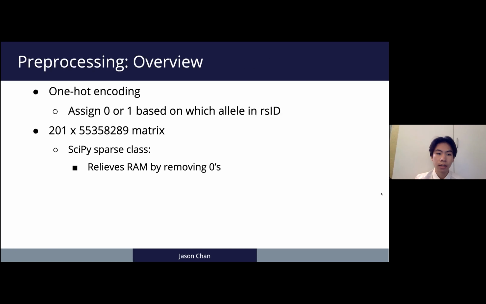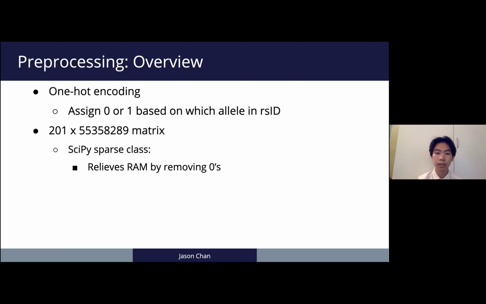So now that we had the data, we had to pre-process it because the machine learning model can't just take this categorical genetic data and do something with it. We actually had to turn it into ones and zeros. And so we did this by doing one hot encoding. This essentially just assigns a 0 or 1 based on the allele and is placed in the RSID.